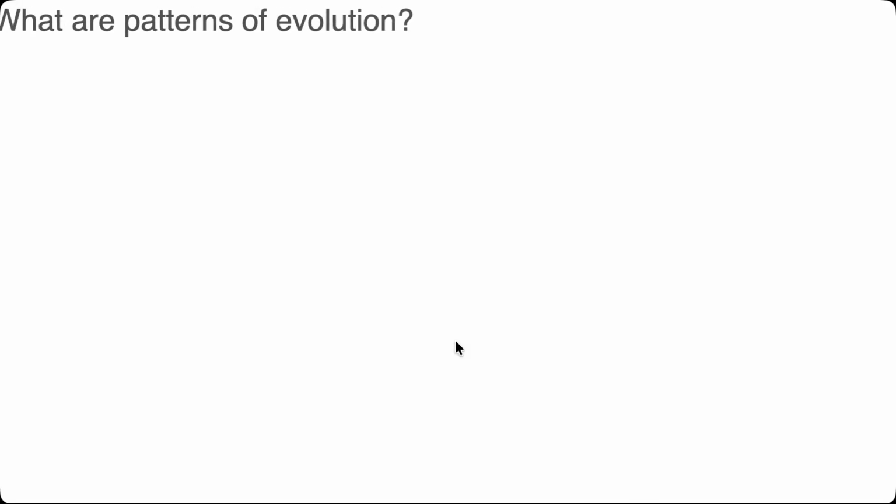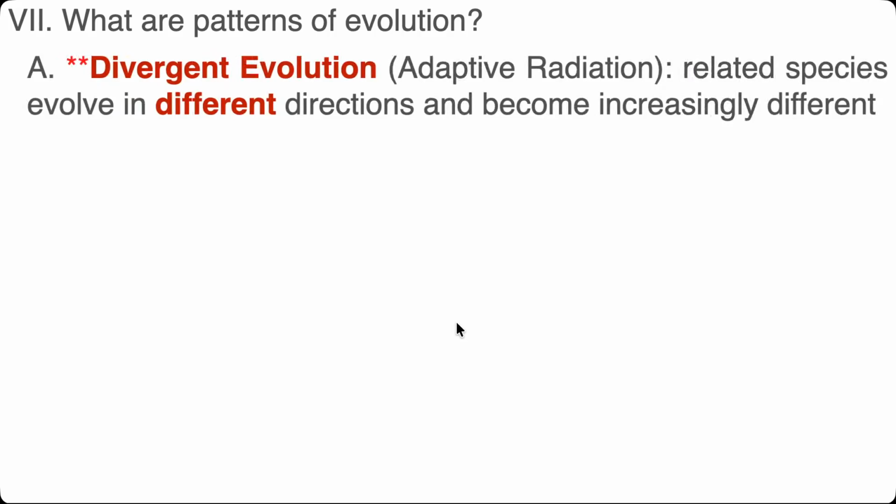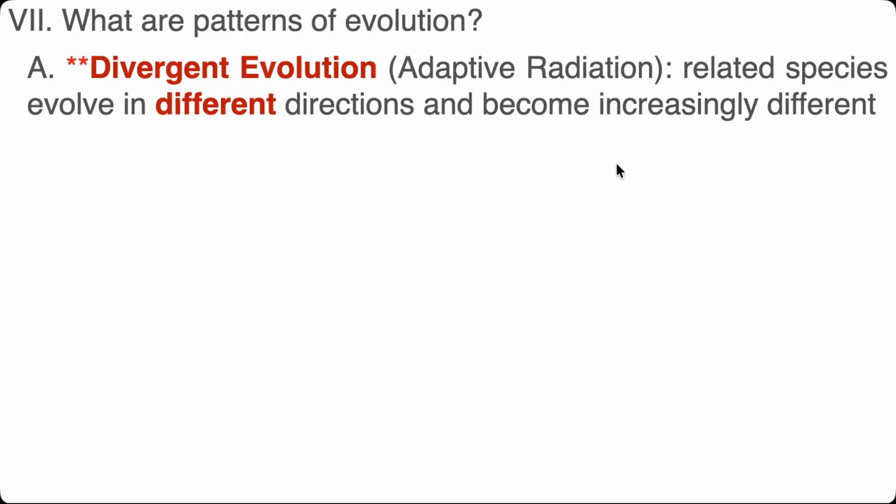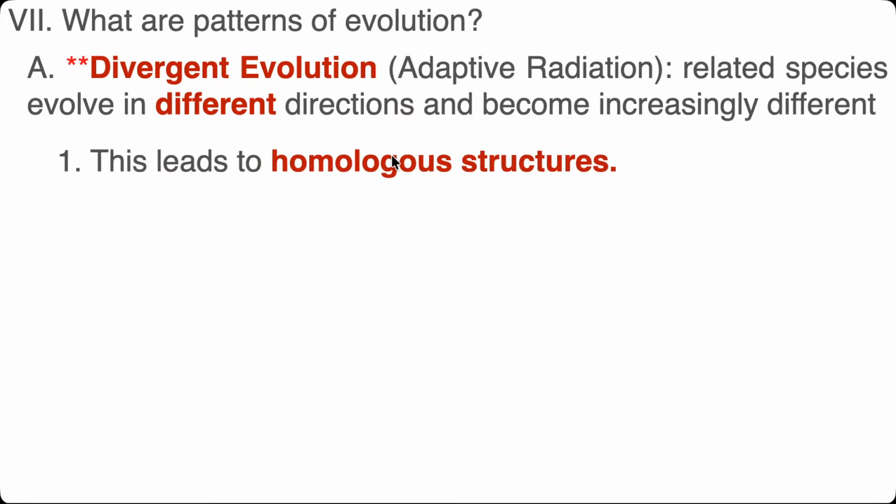All right, so we're going to start with the one that is probably the easiest to describe. It's divergent evolution, otherwise known as adaptive radiation, but the book doesn't say adaptive radiation, so we're going to call it divergent evolution like it does. It's where related species evolve in different directions, and so they become increasingly different. So again, you can picture you have a common ancestor, and then from that common ancestor, we start branching out like crazy. And so this leads to what we've already talked about before, which are homologous structures.